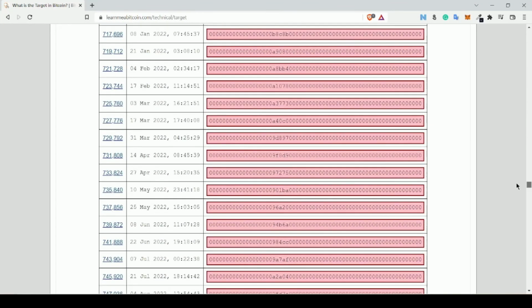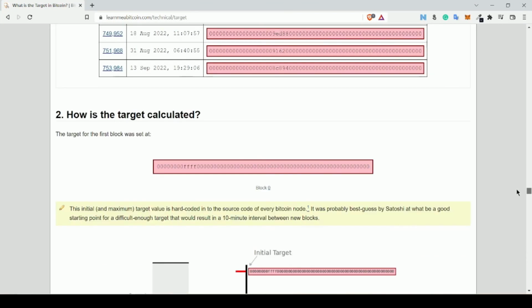Let me tell you one thing more: it is not that every time the difficulty will increase. There will be times when the difficulty will decrease, because at this point of time the cryptocurrency market is going down and miners are not much interested in mining Bitcoin, so you will notice that the Bitcoin difficulty level is decreasing. Not day by day, but every 2 weeks or so.